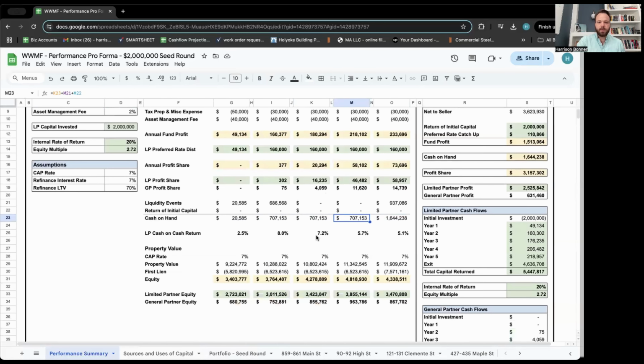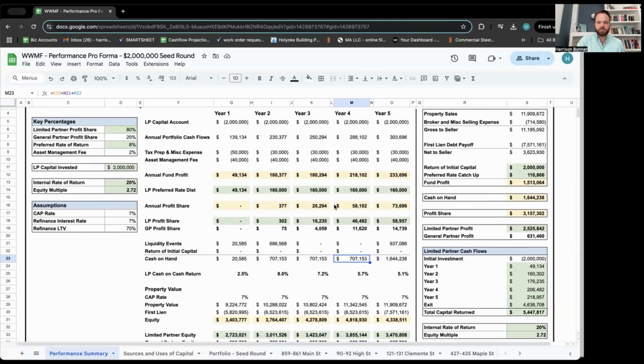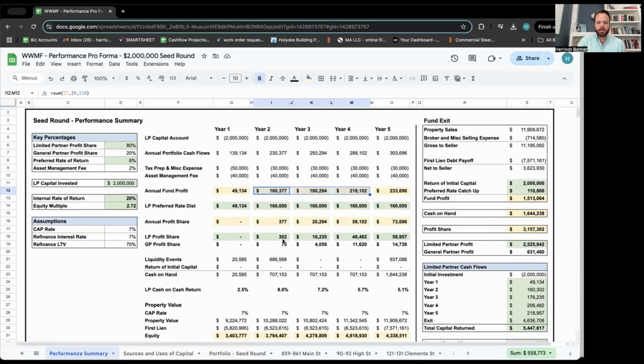All right. So as you can see, the profit share, the cash flows, and fund profit all continuously grow through the years. And this is that profit share pool. So the 80% above and beyond the 8% goes to limited partners and 20% to the general partner.